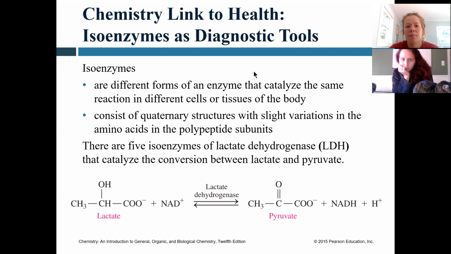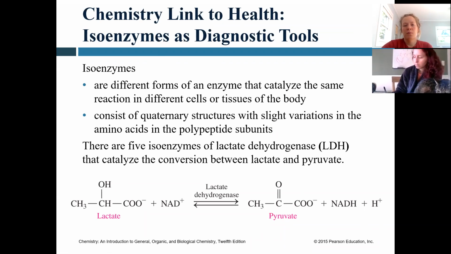So we also have these things called isoenzymes. Isoenzymes are different forms of an enzyme that catalyze the same reaction in different cells or tissues of the body. Just like you see that word iso in other areas, we used it mostly in our organic chemistry. But it consists of a quaternary structure with slight variations in the amino acids and the polypeptide subunits.